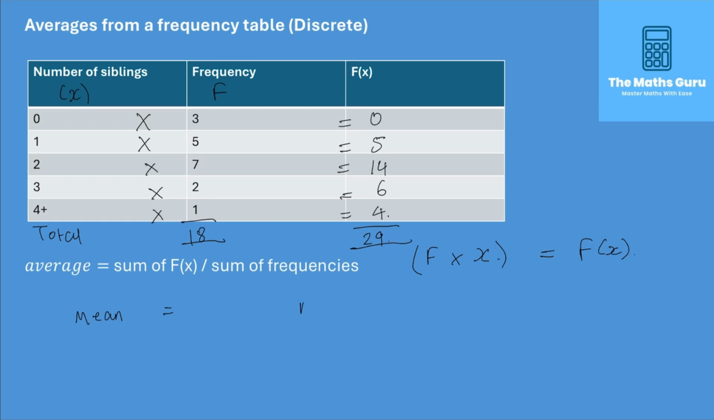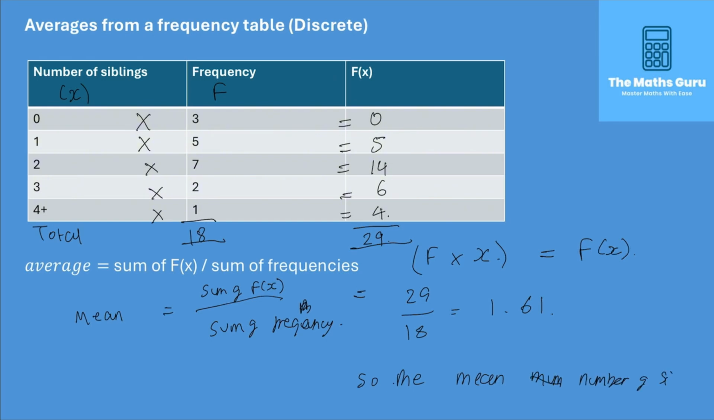To work out our mean, we do the sum of fx over the sum of frequency. So we do 29 divided by 18, and we get our mean to be 1.61. So the mean number of siblings is 1.6.